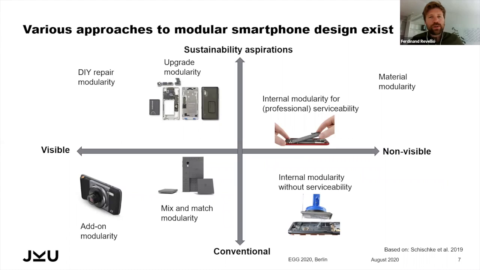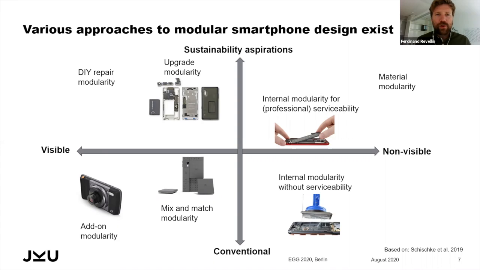For the smartphone industry, various modular approaches exist. Schischke et al. identified 9 of them, and we mapped them on 2 scales here, first from visible to non-visible modularity, and then according to their sustainability aspiration. So on the bottom left, we see these types of add-on modularity and mix and match modularity that really aim at mass customization and not so much for sustainability.